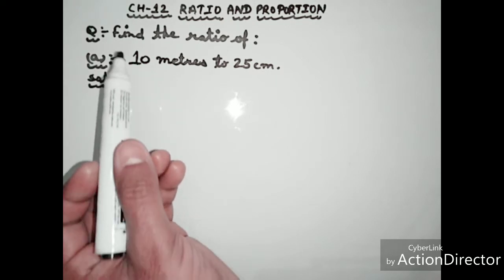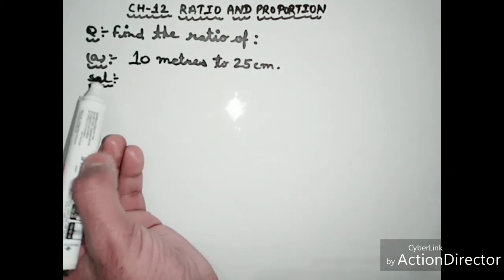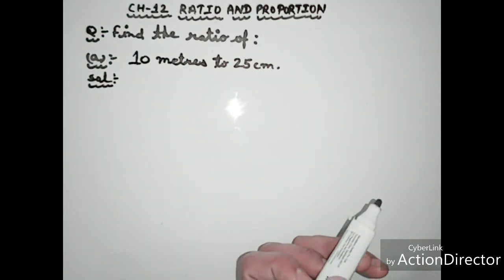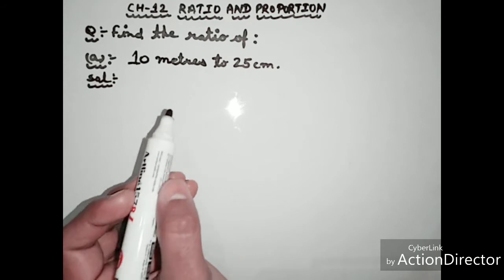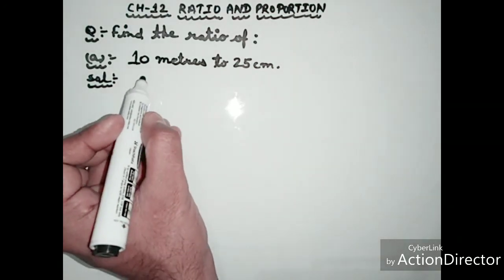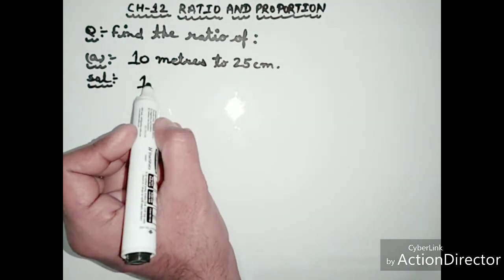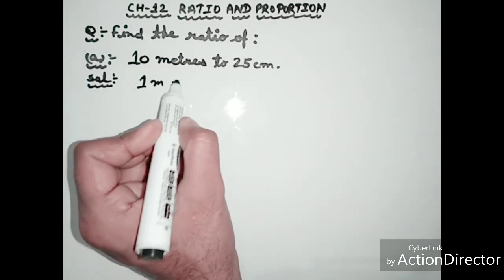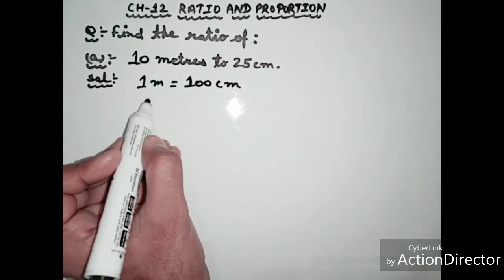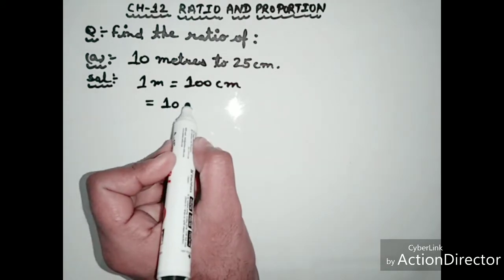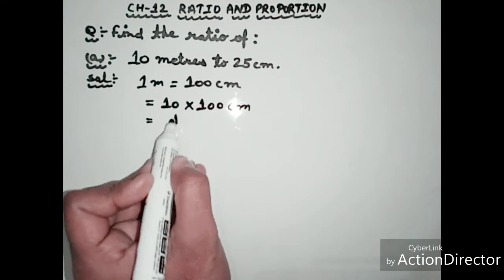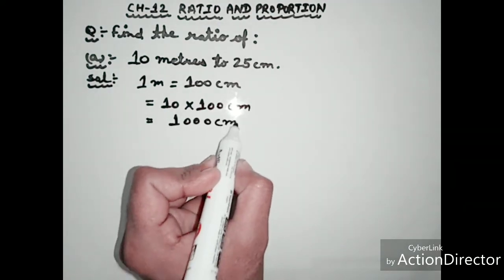Now the next example, find the ratio of, example A, 10 meters to 25 centimeters. So here first we change 10 meters into centimeters. How many centimeters in 1 meter? 1 meter equals 100 centimeters. So here we multiply 10 meters by 100 centimeters, so we get 1000 centimeters.